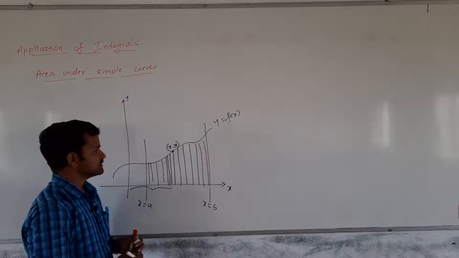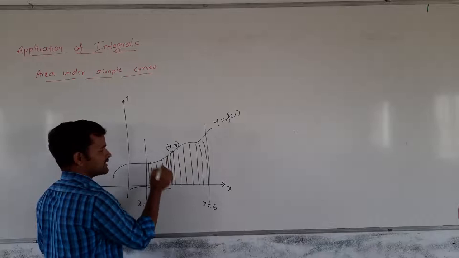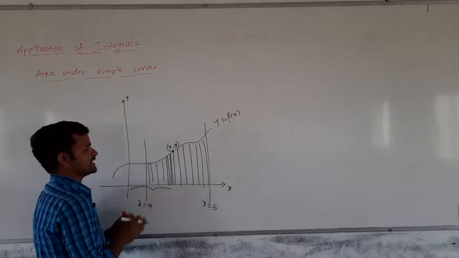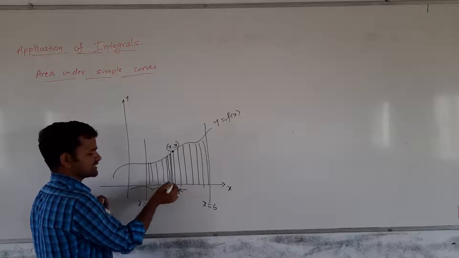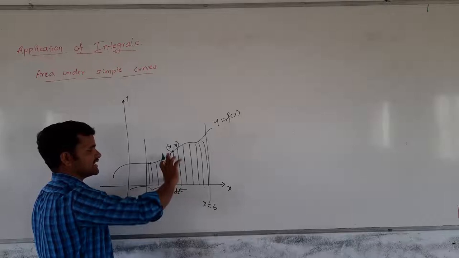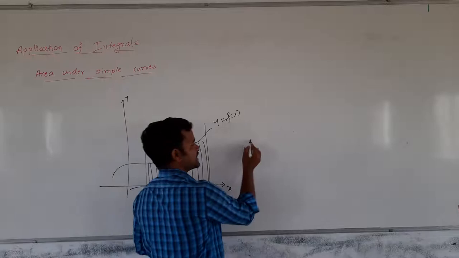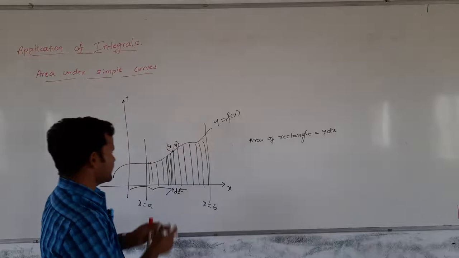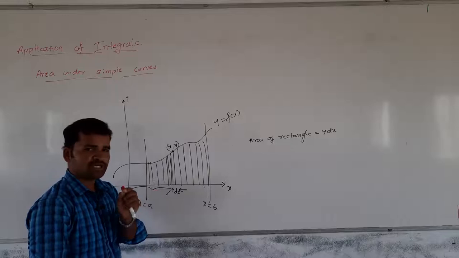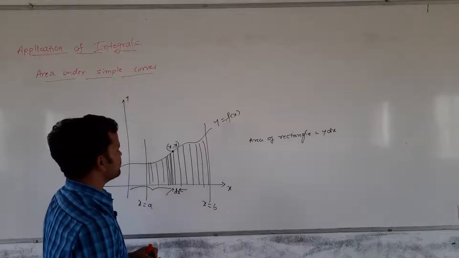Now consider one rectangle here, a very small one. Let us take the width of that small rectangle as dx. Dx in the sense a very small length, and the height will be y, fixed here. Now, what is the area of that rectangle? Area of rectangle is equal to length into breadth, where y is the length and the breadth is dx. Area of that small rectangle is y into dx.